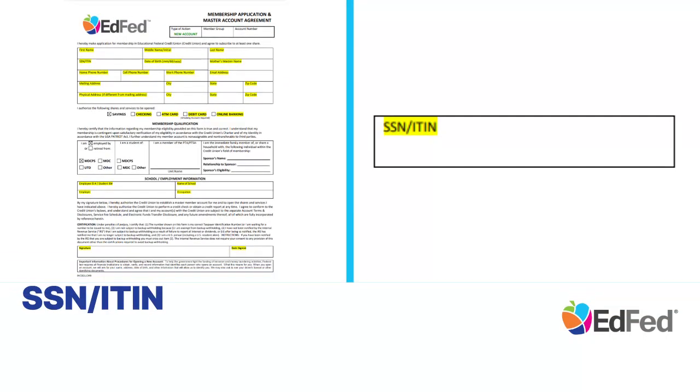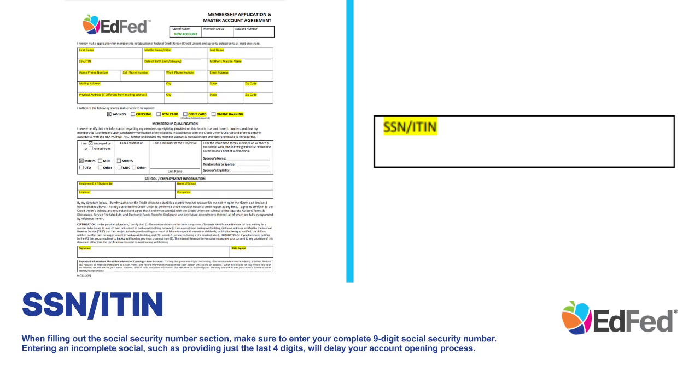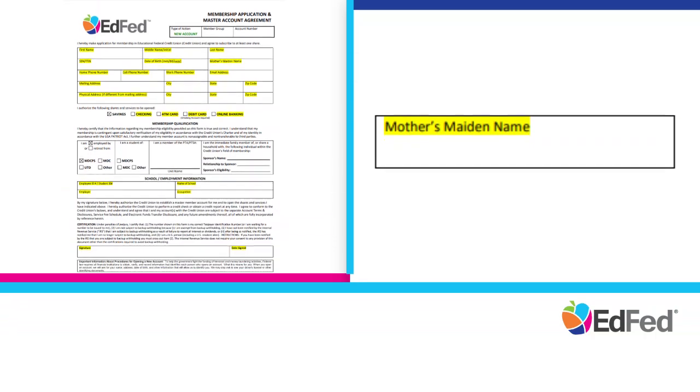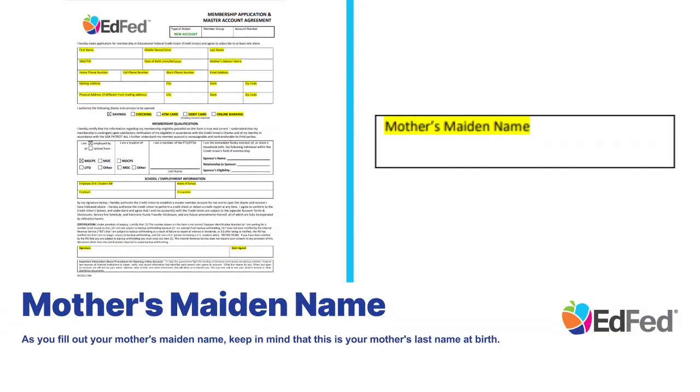When filling out the Social Security number section, make sure to enter your complete 9-digit Social Security number. Entering an incomplete social, such as providing just the last 4 digits, will delay your account opening process. As you fill out your mother's maiden name, keep in mind that this is your mother's last name at birth.